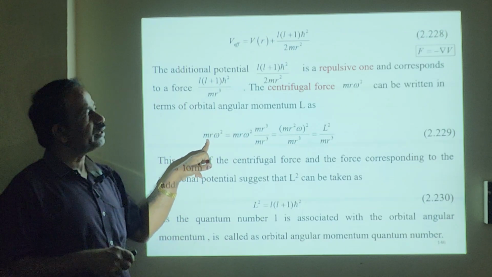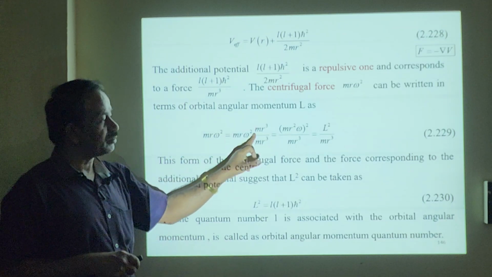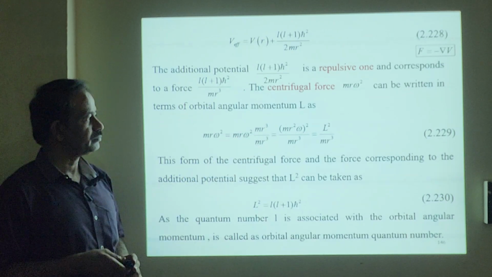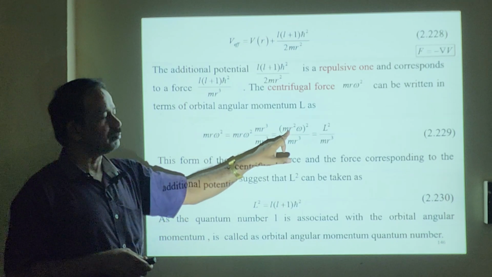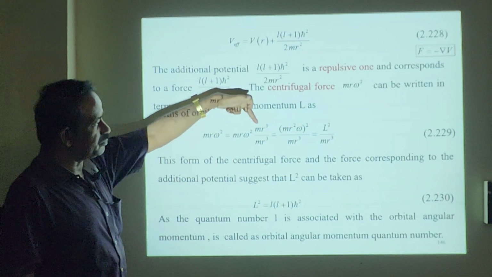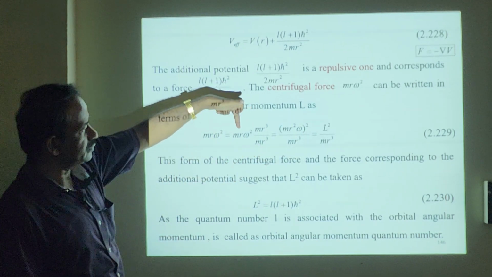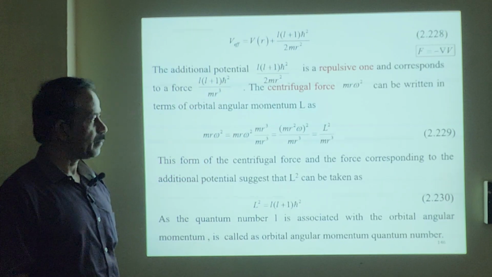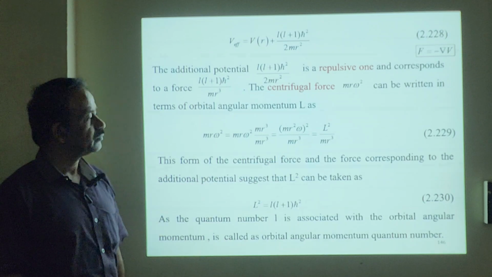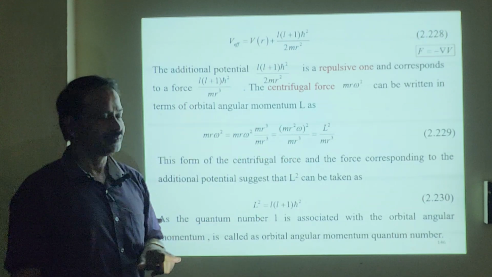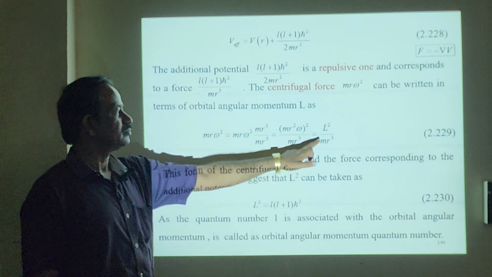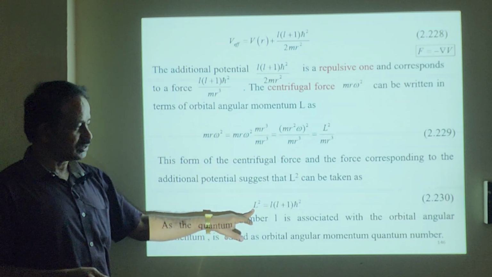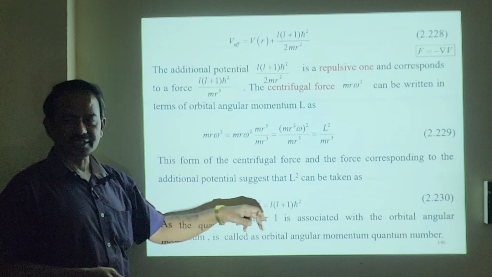So m r omega squared, I am going to multiply and divide by m r cube. So these two terms I can write as (m r squared omega) whole squared. Correct? You have m squared r to the power 4. So we can write this as whole squared, divided by m r cube. And m r squared omega is nothing but your L. So L squared divided by m r cube. L squared is nothing but l into l plus 1 h bar squared.